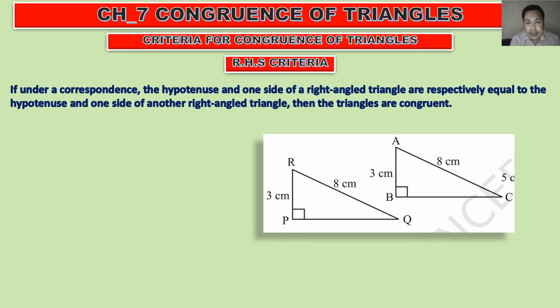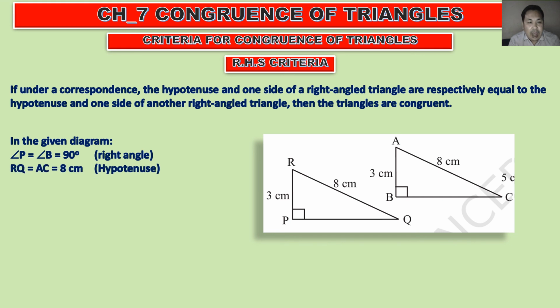This means that the given two triangles in the diagram are said to be congruent under the criteria called RHS criteria. Now let us see it step by step in writing. In the given diagram, we have that angle P is equal to angle B, which is 90 degrees, and they are right angles, isn't it?